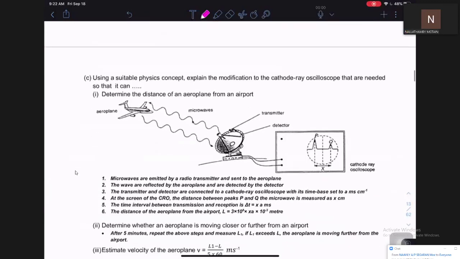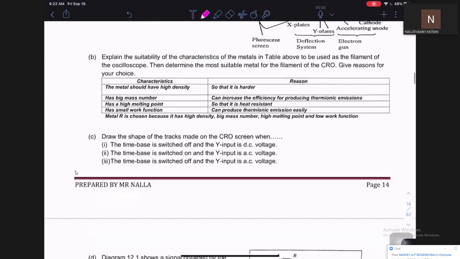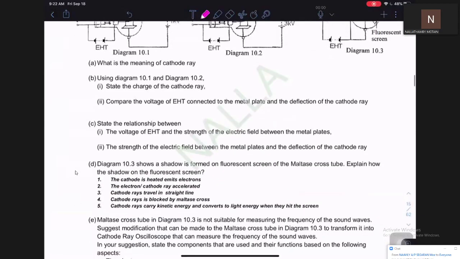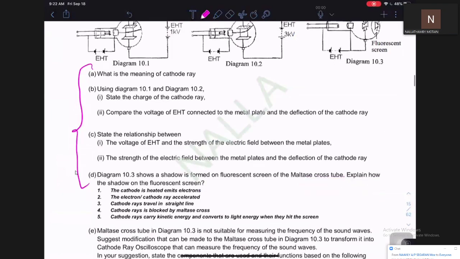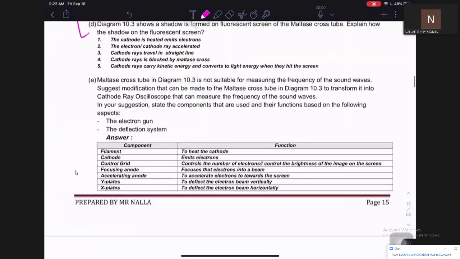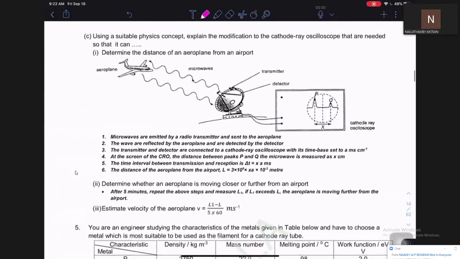Okay, then here. This sort of comparison, I think you can answer. Compare. And also here I will give you the function, everything. So I will discuss this question only.